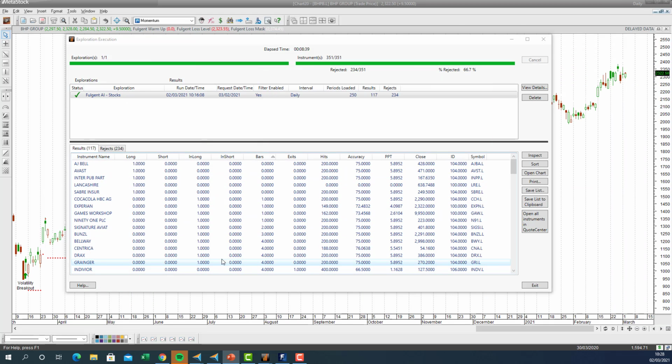So as for the FTSE350 list, this is the list, ranked by most recent signals to older signals, and these are the ones just to keep an eye on.